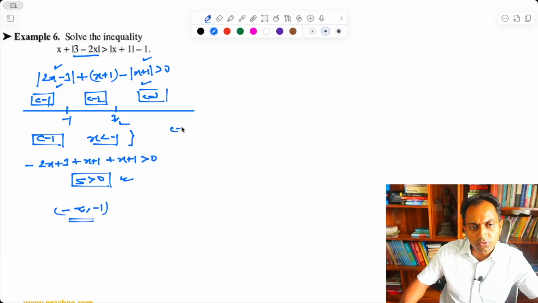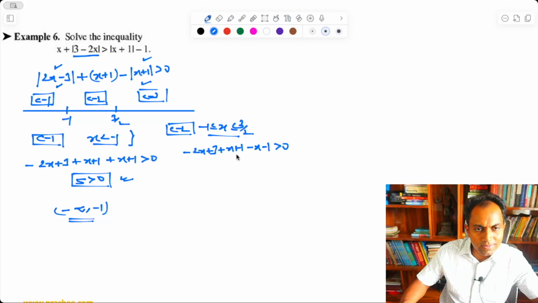Now let us go to case 2. Case 2 says that you have to consider values between -1 and 3/2. Let us see what happens here. You can see the first part will still open with a negative sign, but the next one will now open with a positive sign. And as a result, these two parts will get cancelled out. And 2x minus 3, if I take minus sign, this middle sign will get flipped and x would be smaller than 3.